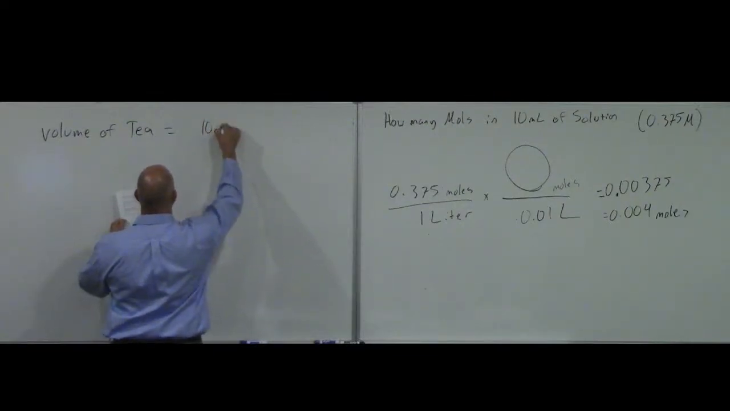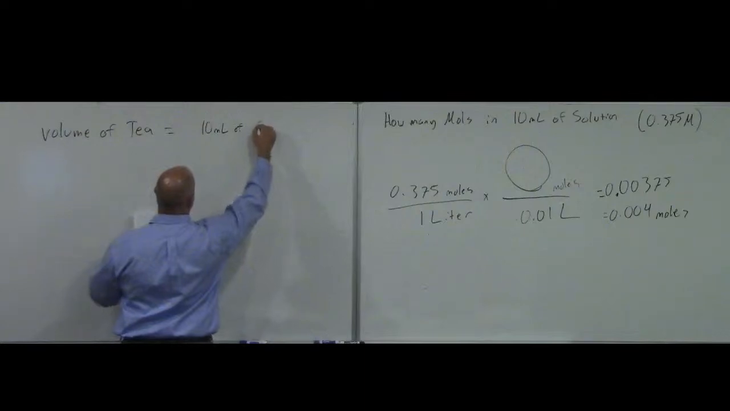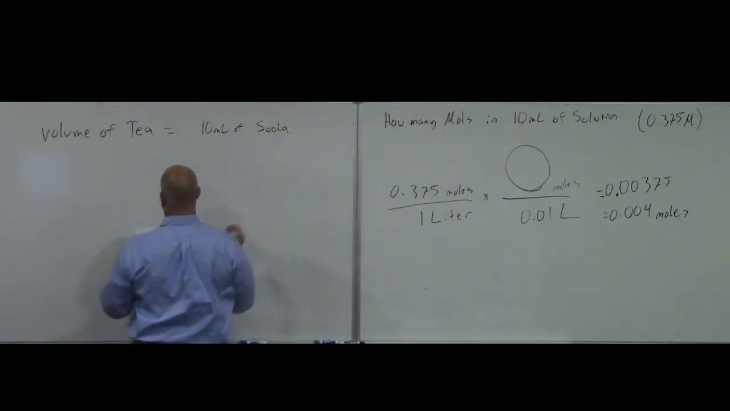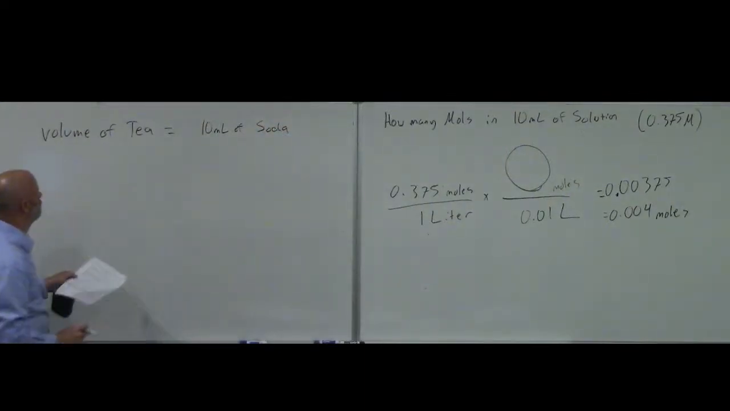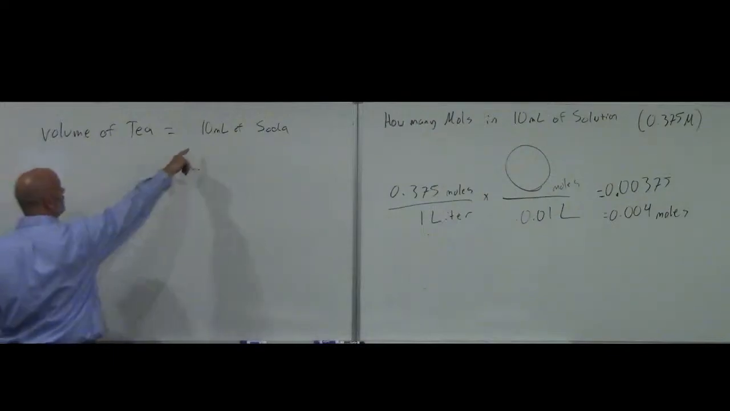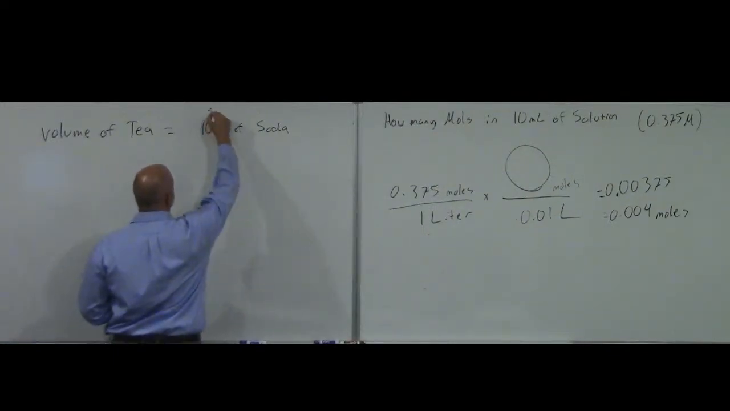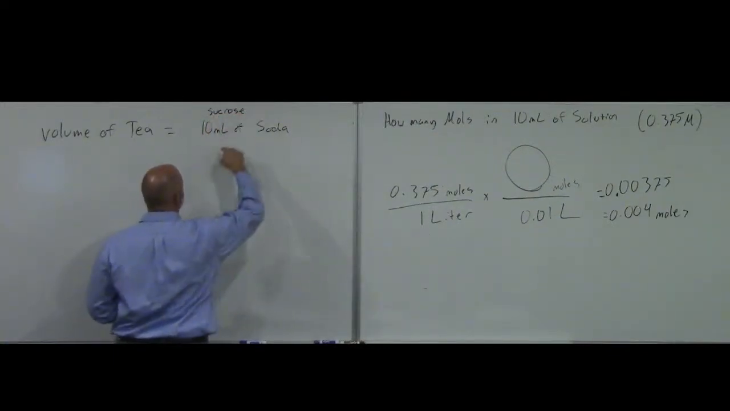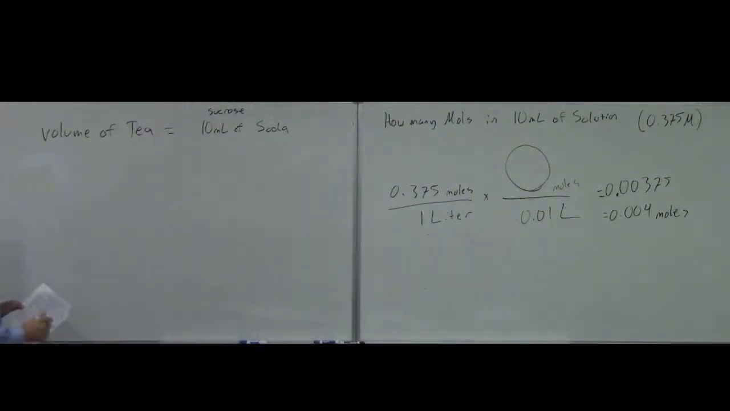10 mLs of soda. And we're talking about in terms of molarity, in terms of sucrose. Means the volume has the same amount of sucrose in 10 mLs of soda, right? So I know what this was. What was my molarity there? Or what were my moles? 0.004.